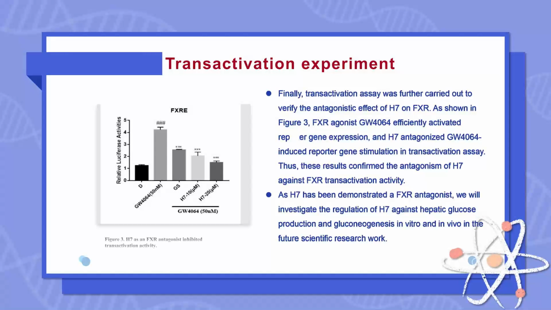The last part is about the transactivation experiment. The antagonistic effect of H7 on FXR was further verified by the transactivation experiment. As shown in Figure 3, the FXR agonist GW4064 effectively activated reporter gene expression, and H7 antagonized the GW4064-induced reporter gene stimulation in the transactivation experiment. Thus, this result confirmed the antagonism of H7 against FXR transactivation activity.